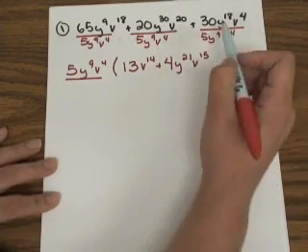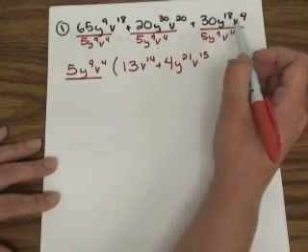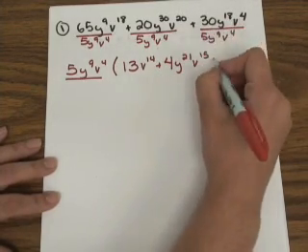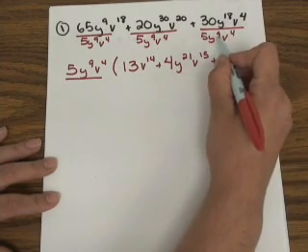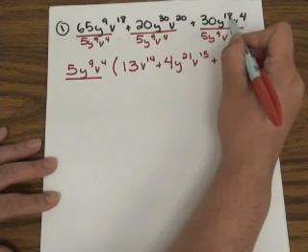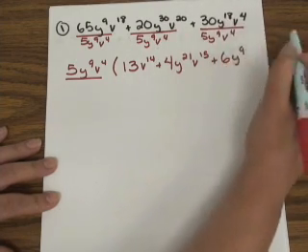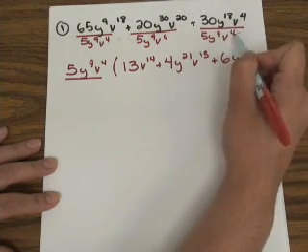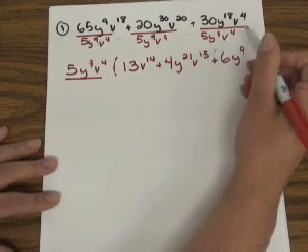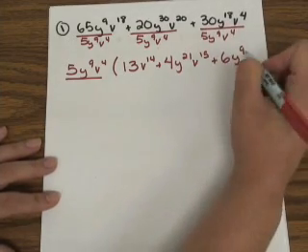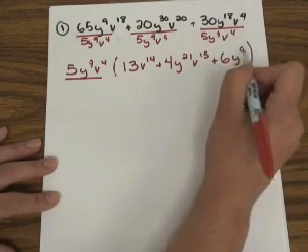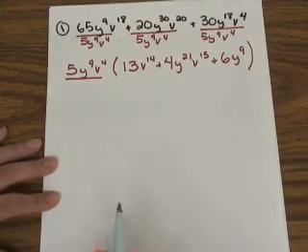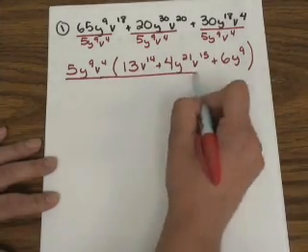Now let's look at the third term. Here we have 30 divided by 5, which gives me a positive 6. Y to the 18th divided by y to the 9th. Again, subtract, so 18 minus 9 leaves me with 9. And then v to the 4th divided by v to the 4th. If you subtract that, you get v to the 0. Anything to the 0 power is 1. I don't have to write that because 1 times 6y to the 9th is going to give me 6y to the 9th. So this is going to be my final answer.